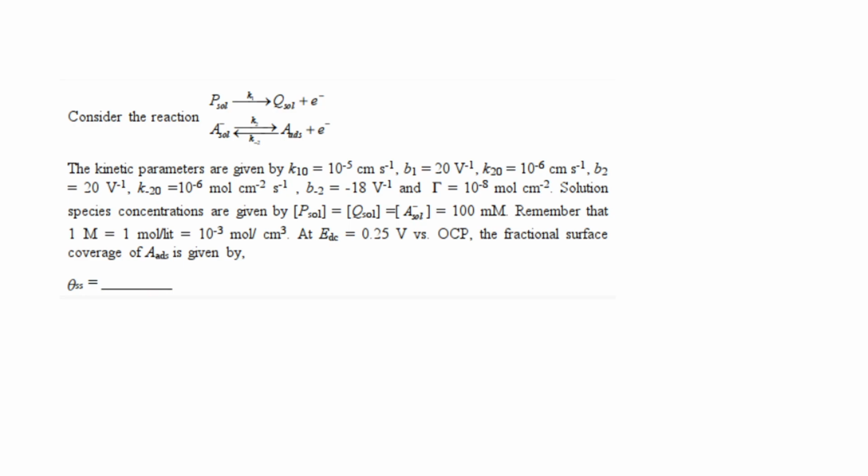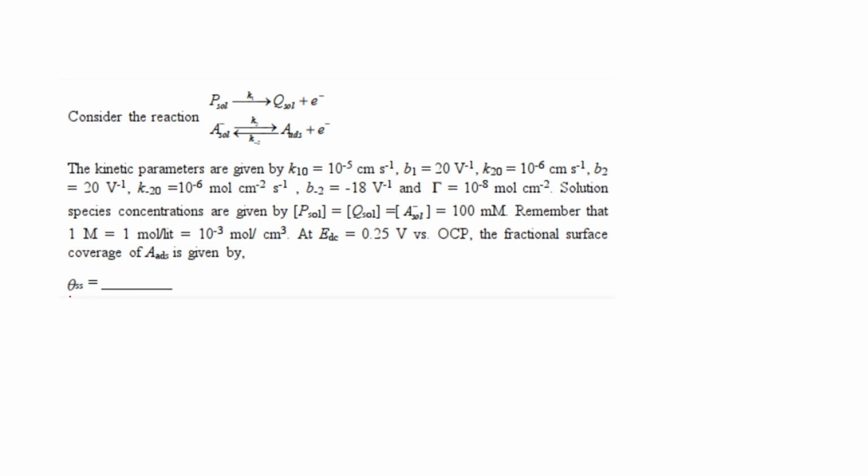If we are applying a DC potential of 0.25 volt versus OCP, what is the fractional coverage of the A adsorbed? That is the question. If everyone can start doing it, it will be helpful, and then it will be easier to discuss. Everyone told me they want to see how it is solved, so it will be helpful from your part also if you start doing it. If any mistake is made, we can understand that and solve together. Okay, I'll give you a couple of minutes. Please start doing. I hope everyone understands what has to be done.